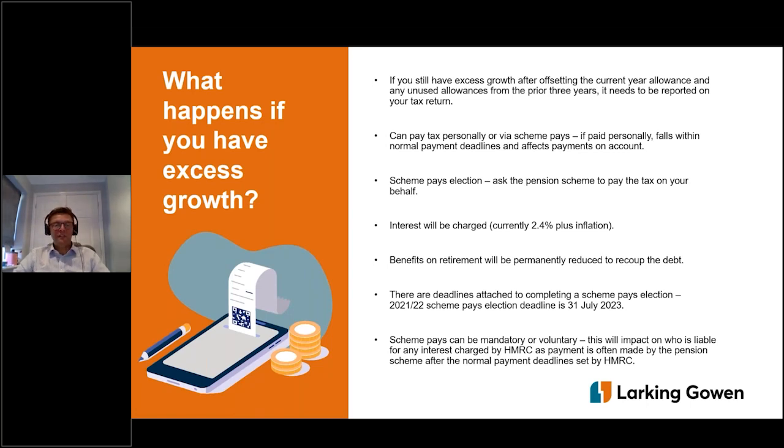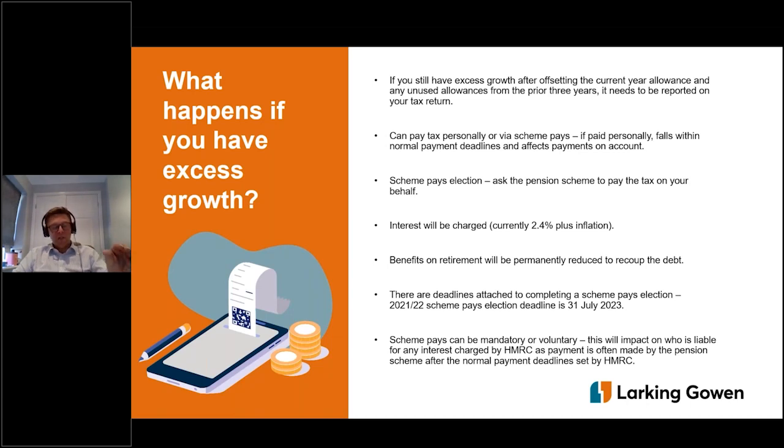So if you make a scheme pays election, interest will be charged and it's rolled up on a cumulative basis. The rate is 2.4% plus inflation. You don't pay that annually, but effectively NHS Pensions, the tax that they've paid on your behalf to cover the annual allowance charge, is treated as a loan to you. So NHS Pensions will recover that from you via a reduction in your pension benefits when you come to take those on retirement.